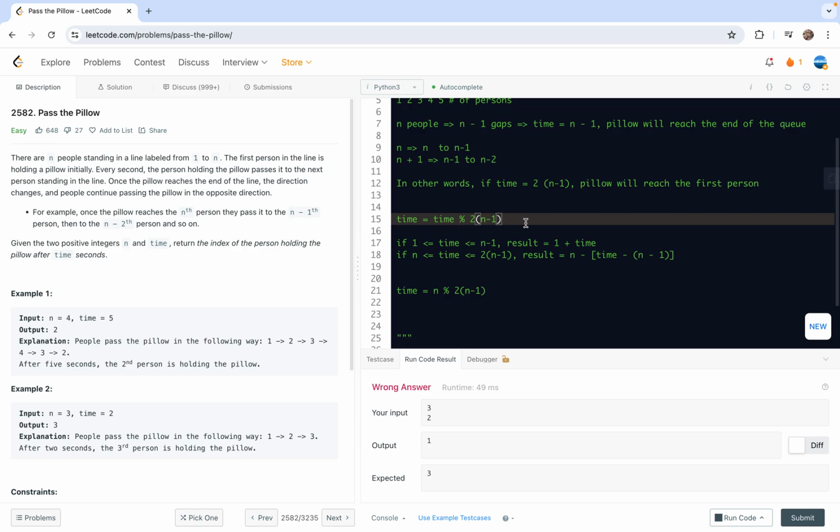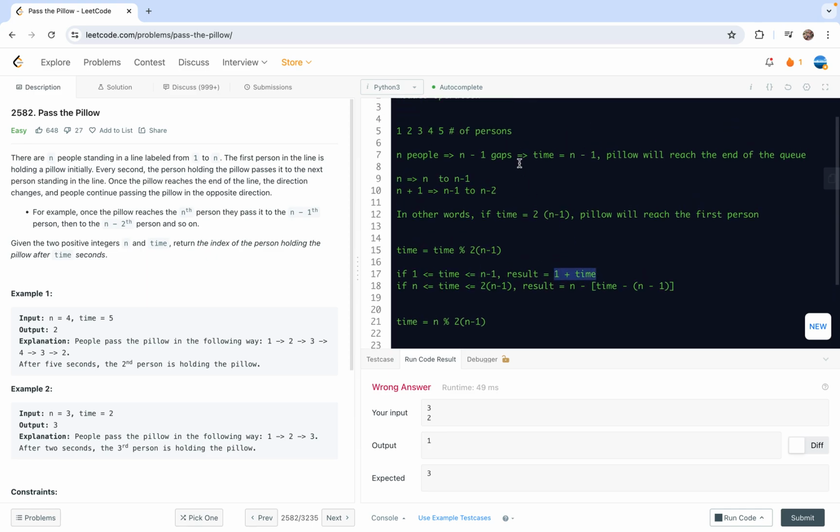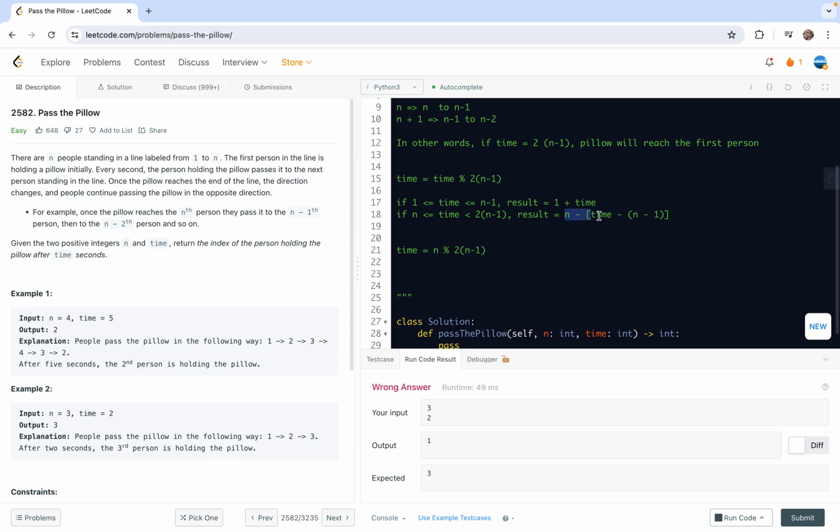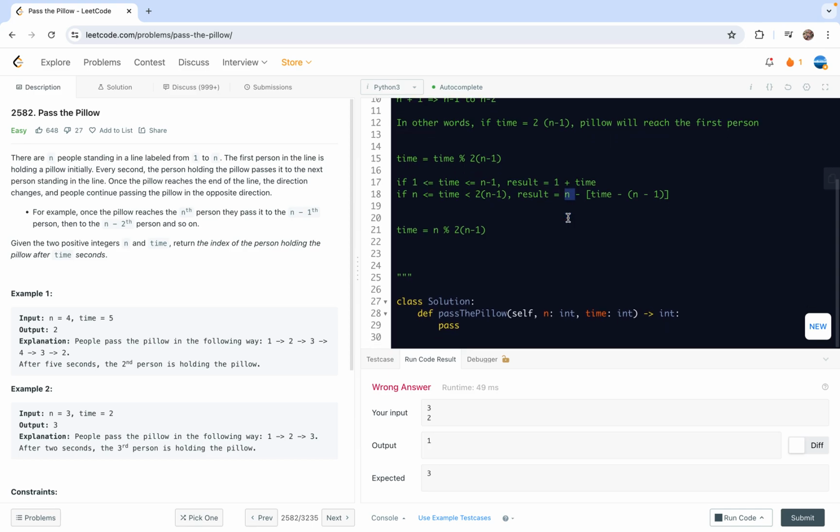If time equals 0, of course it's the initial state. But if time is greater than or equal to 1 and less than or equal to n minus 1, the result will be 1 plus time, like here. If time is further larger, greater than or equal to n and less than 2 times n minus 1, actually strictly less, the result will be something like this. Here minus the first round, we want to compute how many gaps back towards the beginning of the queue. So this is the main argument.